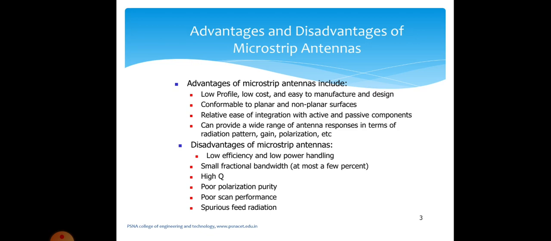But the disadvantages of the microstrip patch antenna are low efficiency, low power handling capacity, and a small fractional bandwidth. It is a high Q antenna with poor polarization purity and poor scan performance, and it offers spurious feed radiation.